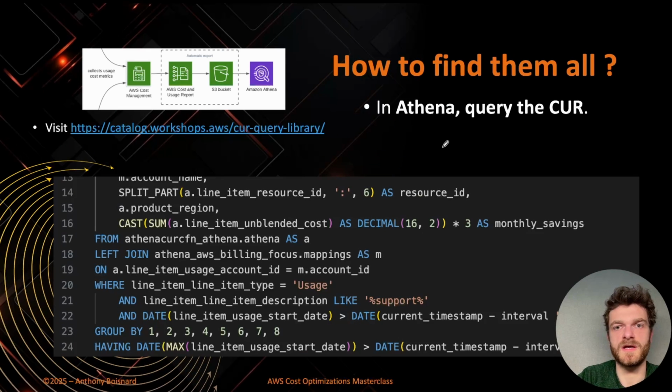To find them all, you can use Athena and query the CUR. You cannot use either Trusted Advisor or Cost Optimization Hub for this one. So you need to create a query, and to help you, you can simply filter your query by line item description with the support.